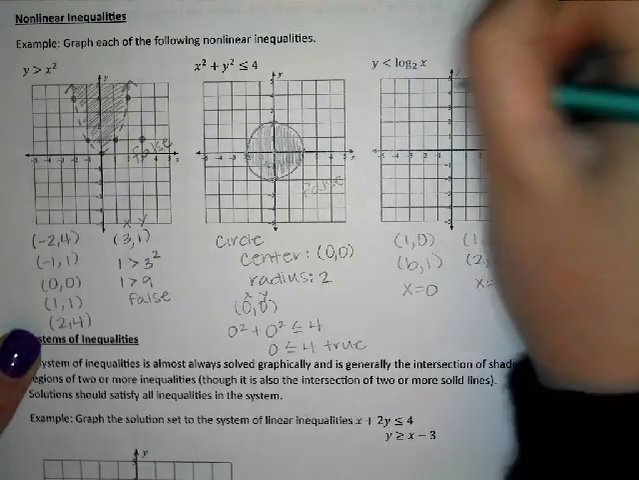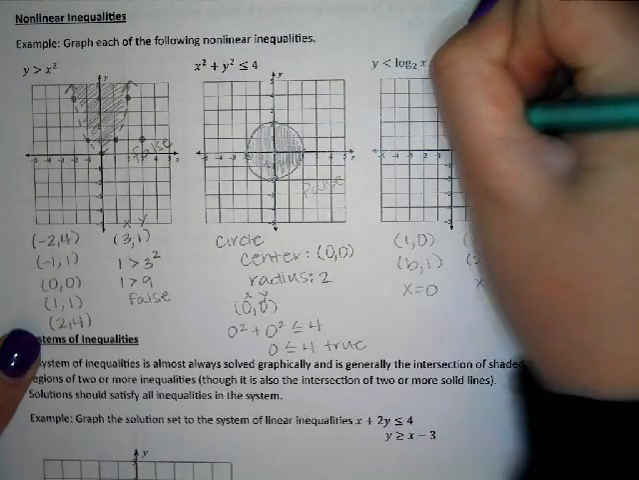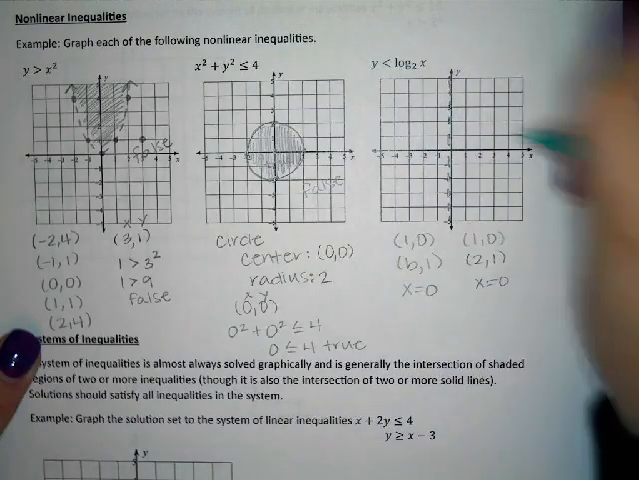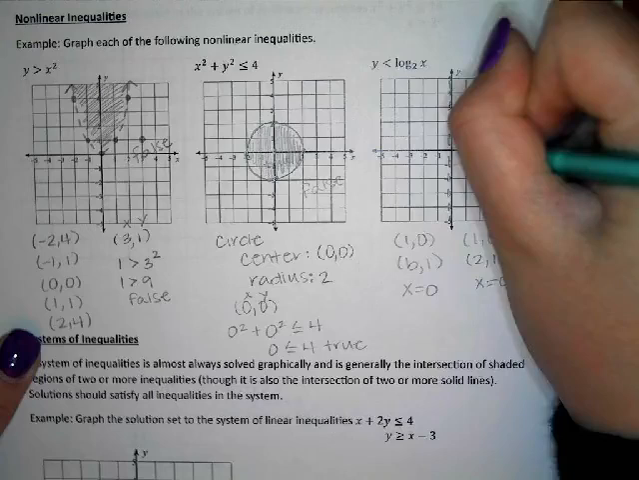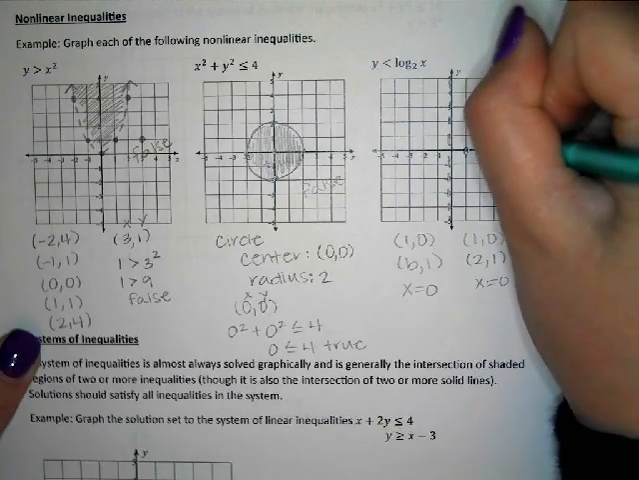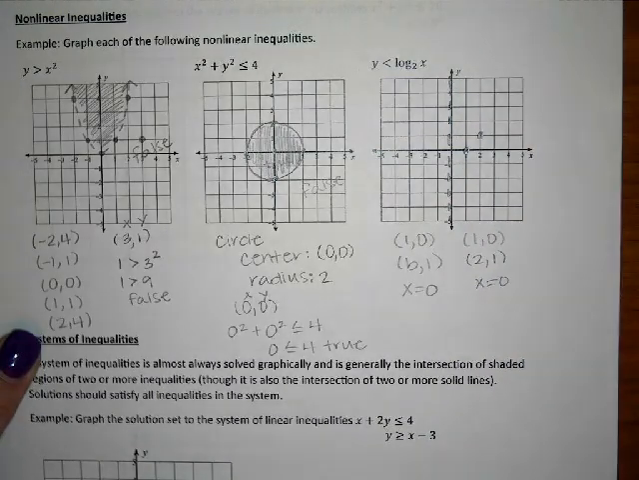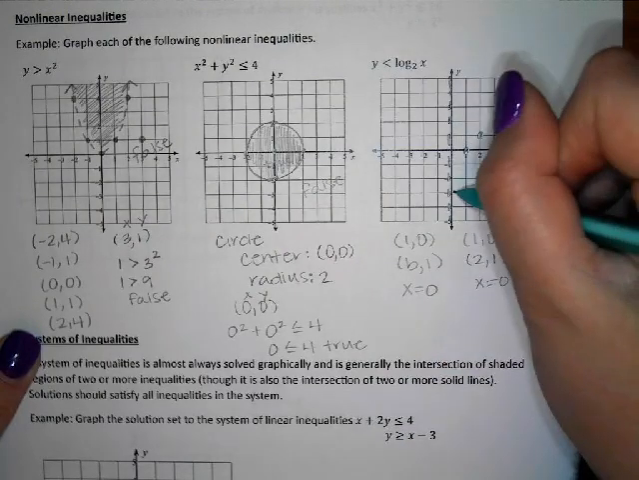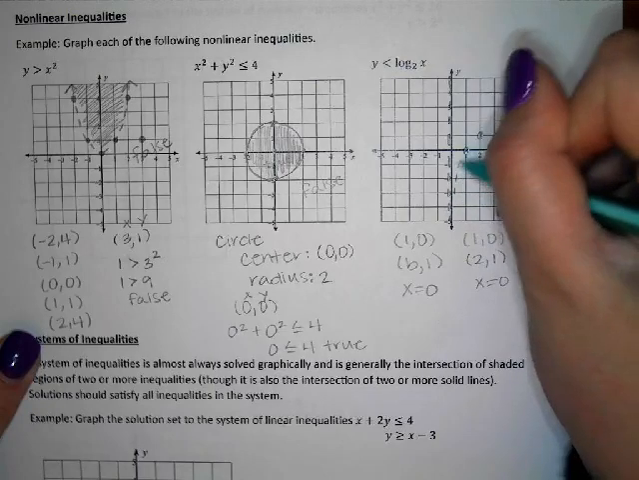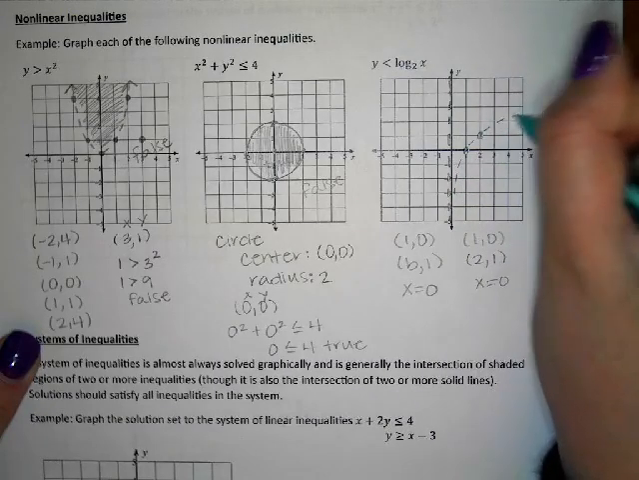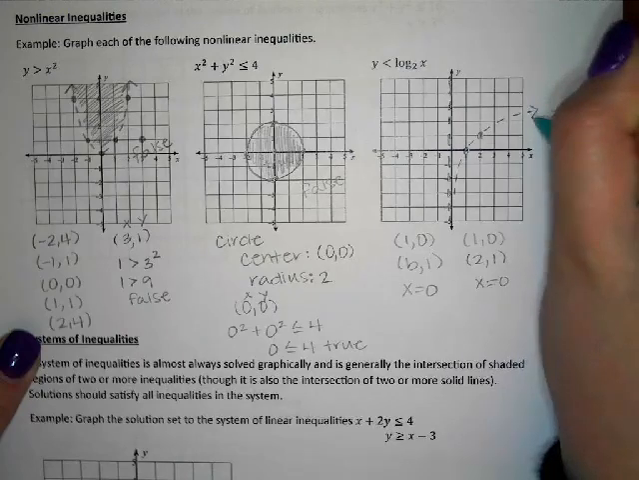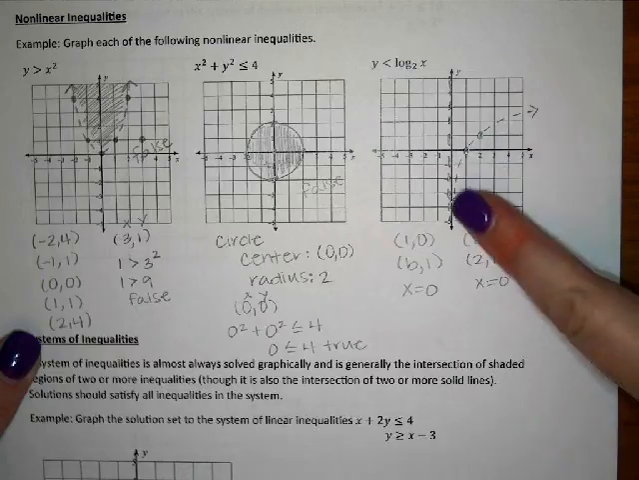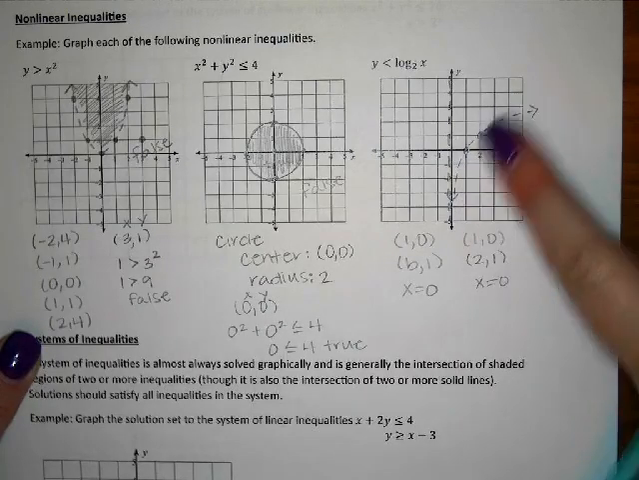So I'm going to go ahead and draw the vertical asymptote in at 0. I've got the point 1, 0. I've got the point 2, 1. And then because of the symbol, it's a less than symbol. That means that I'm drawing this with a dotted line and not a solid line. So there's my graph. And so with this, I'm either going to be shading on this side of the curve, kind of to the right and down, or I'm going to be shading on this side of the curve.